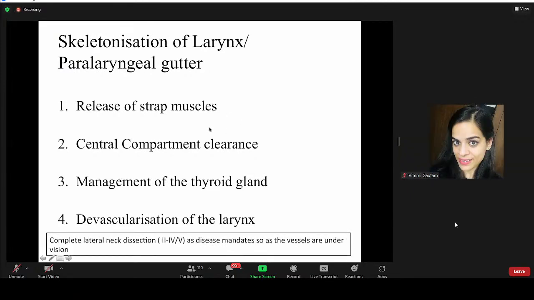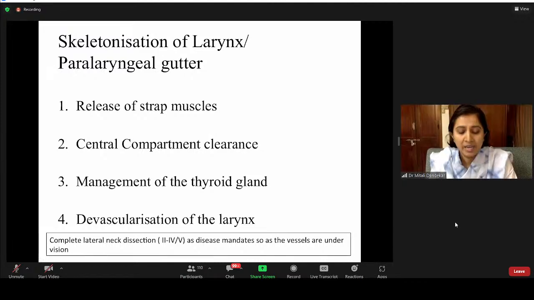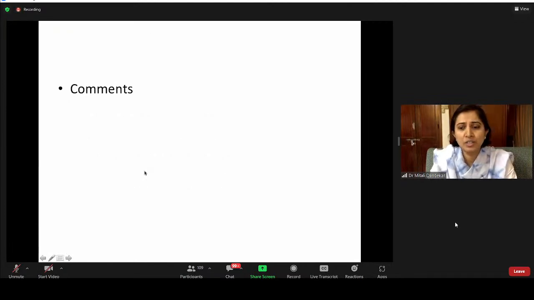One must complete the lateral neck dissection when indicated, so that the vessels are under vision before proceeding with the skeletonization of the larynx. Any comments on this by any of the panelists? Does anybody have any difference of opinion on the kind of steps that are followed for skeletonization of the larynx?